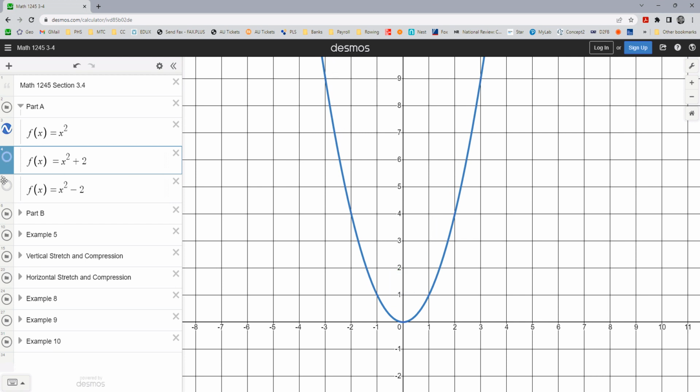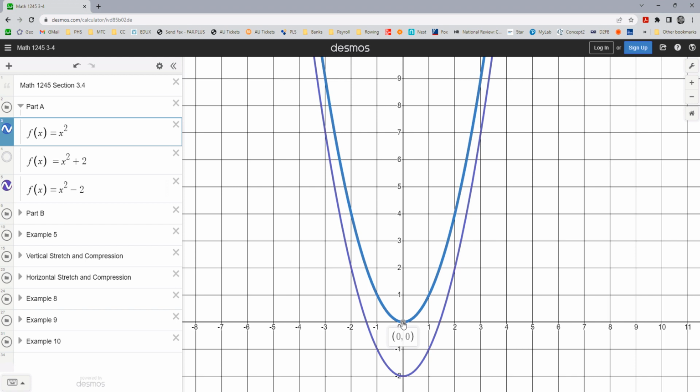If I put the minus 2 on it, now in the purple, from our original in blue, every single one of these values has dropped 2 spots. So I did have 0, 0. Now we've got 0, negative 2. I did have 1, 1. Now we have 1, negative 1. Then we had 2, 4.